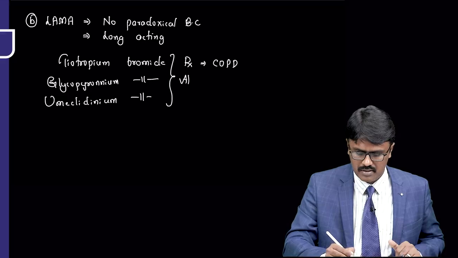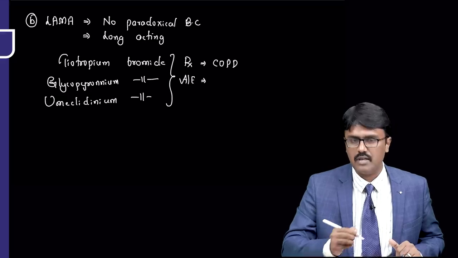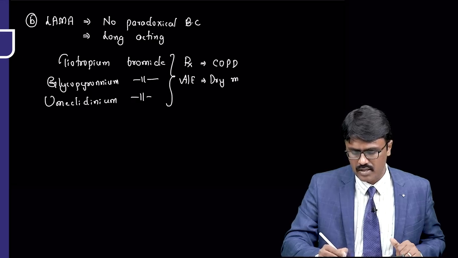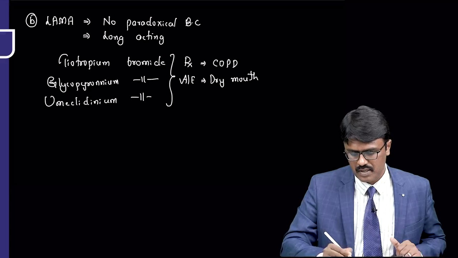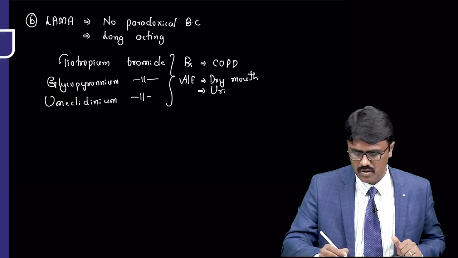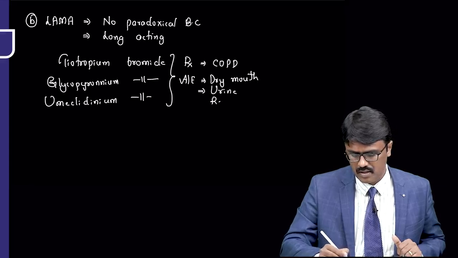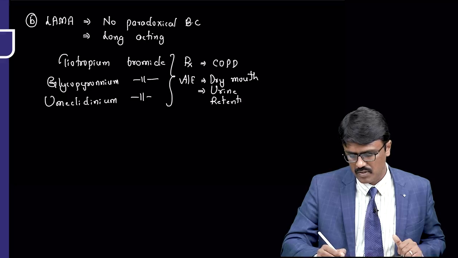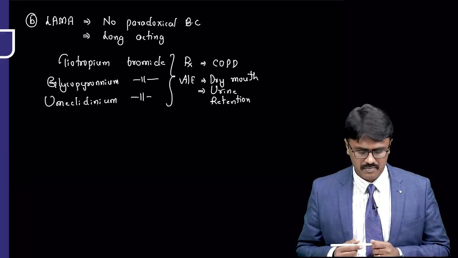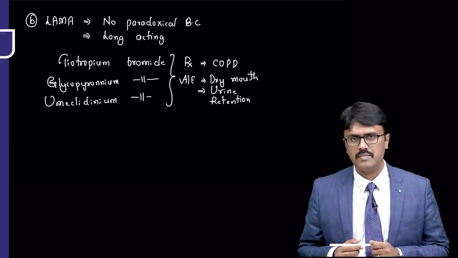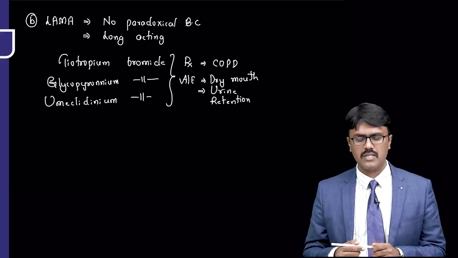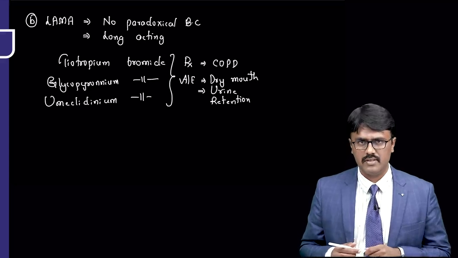What is the adverse effect? The adverse effect of the drug is, obviously it's an anticholinergic drug, so dryness of mouth. And in some elderly population, it is known to produce urine retention. So these are the problems with these drugs. The name is LAMA: tiotropium, glycopyrronium, umeclidinium. These are the drugs. They don't produce paradoxical bronchoconstriction and they are longer acting drugs.